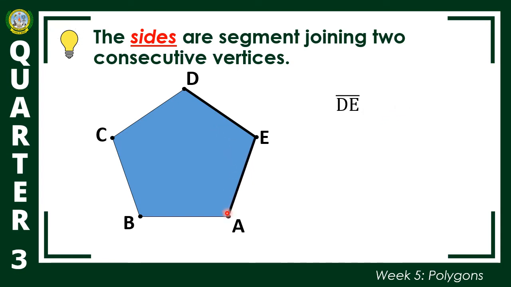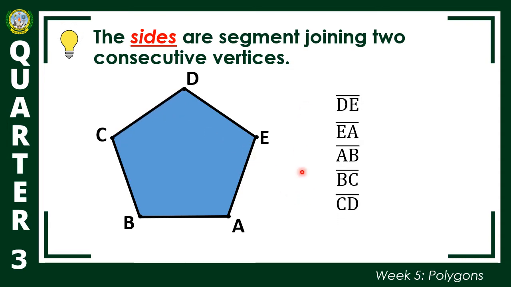This side can be named as line segment EA or AE. The third side can be named as line segment AB or BA. The fourth side can be named as line segment BC or CB. And the last side can be named as line segment CD or DC. So we have 5 sides in this polygon.